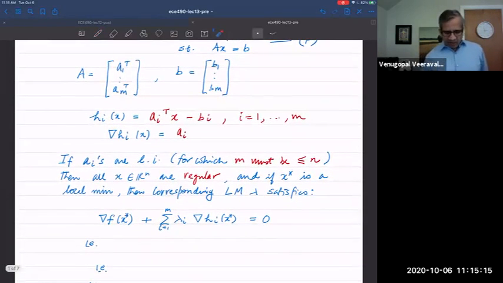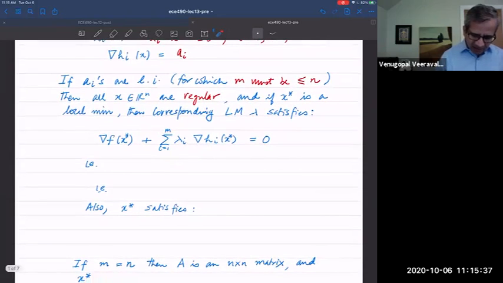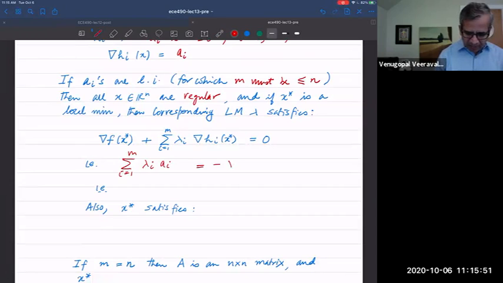So if x star is a local min, and the corresponding Lagrange multiplier, we know that a unique Lagrange multiplier exists, and it satisfies this equation, right? That the gradient of f at x star plus the linear combination of the gradients of h is equal to 0. So we can rewrite this in terms of a_i's as saying that the summation, i equal to 1 to m, lambda_i times the gradient, which is a_i, must equal minus the gradient of f at x star.